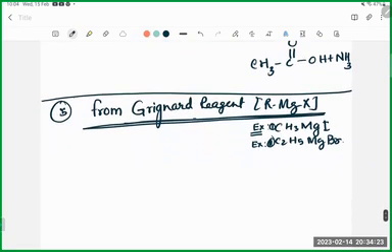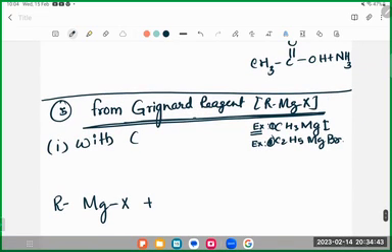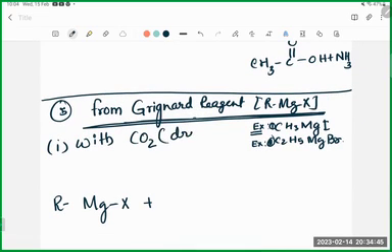Clear? Let's begin now. RMgX is the Grignard reagent, which will be treated with solid carbon dioxide, that means with dry ice. So the reaction is with dry ice. From Grignard reagent, the reaction is first with carbon dioxide. So this is dry ice.